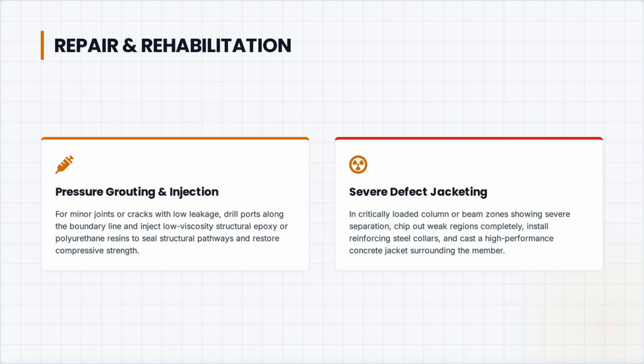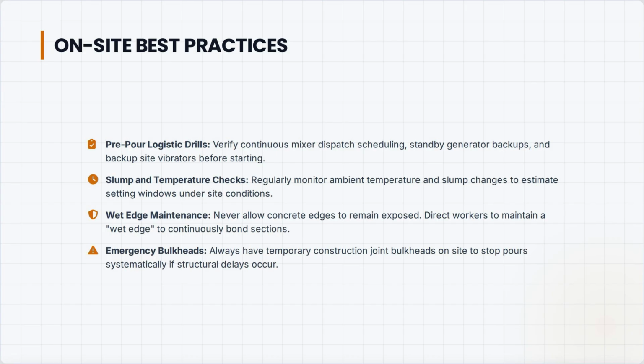Minor cold joints can be repaired using epoxy injection, sealing, or pressure grouting. Severe cases may require jacketing, strengthening, or partial recasting. Good site practices can prevent most cold joint problems. Always ensure uninterrupted concrete supply, proper manpower, standby equipment, and continuous supervision during concreting.